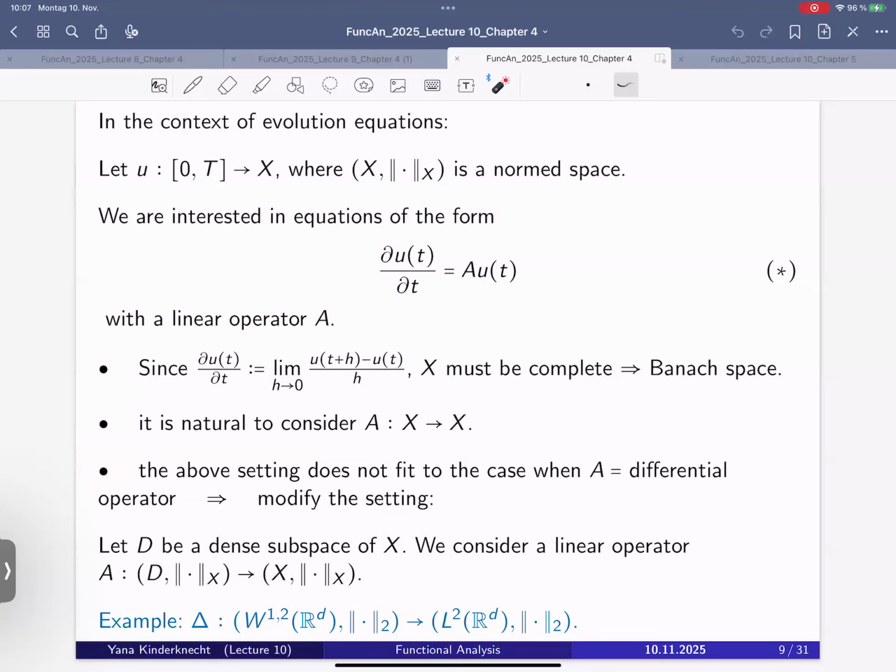Okay, so we have modified the setting. Instead of considering such operator, we consider such operator where D is a dense subspace of X. So what may happen in this setting?